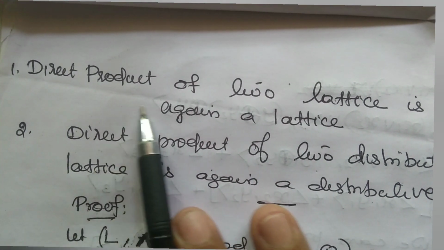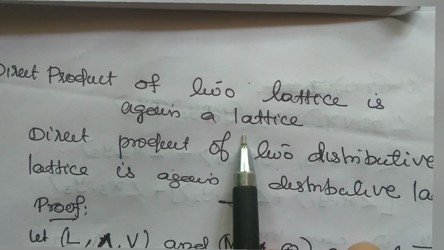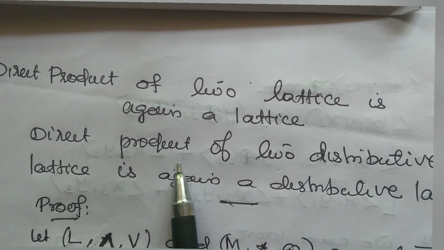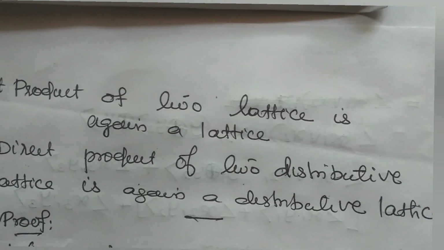In this video, we have two problems. One is: the direct product of two lattices is again a lattice. The second one is: the direct product of two distributive lattices is again a distributive lattice.